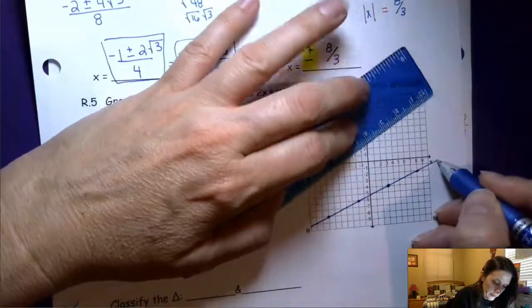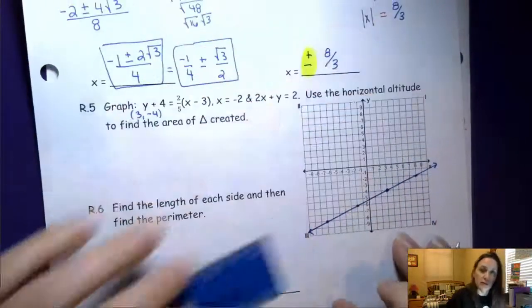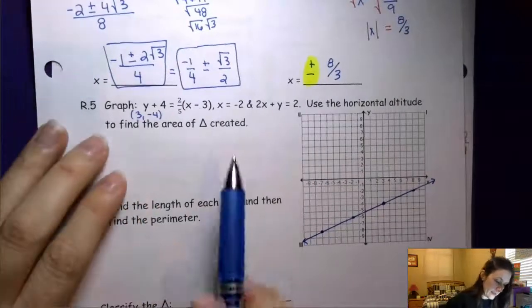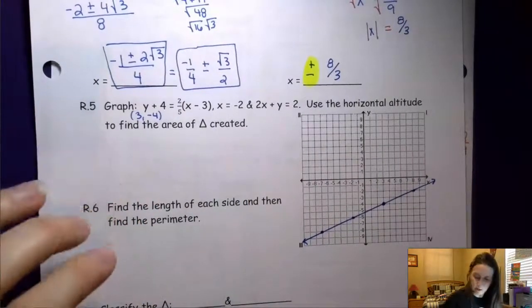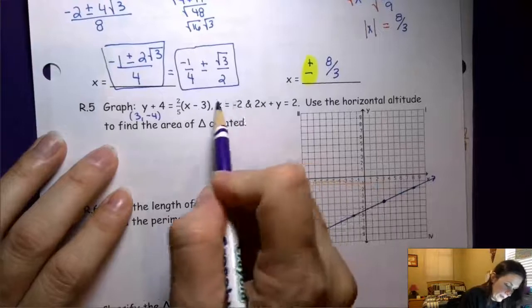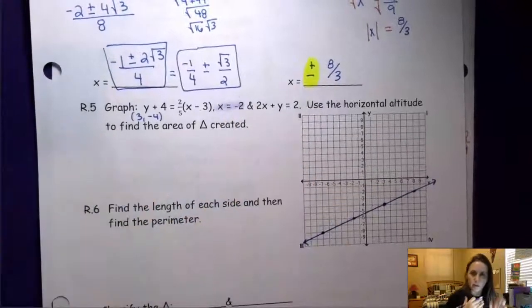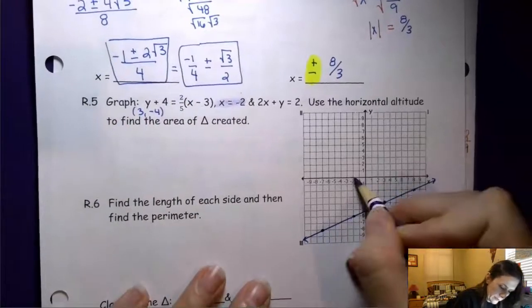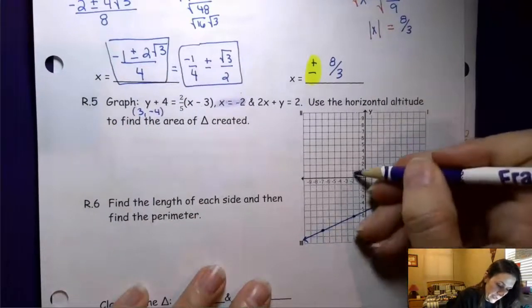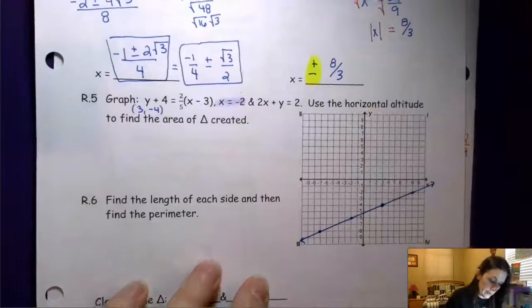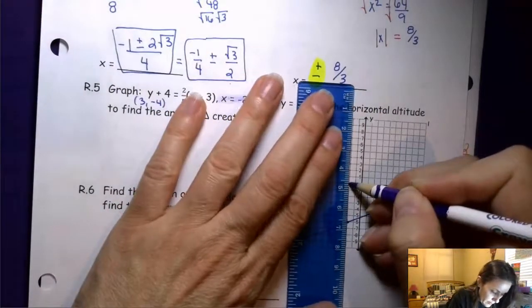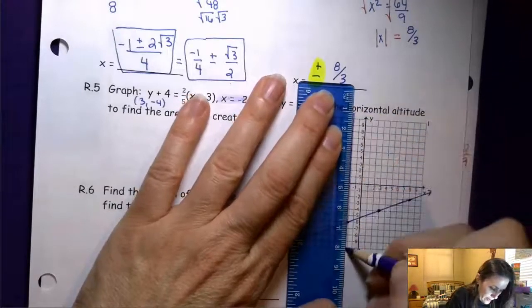Graph as many points as you can so you can create that line. Okay, so that's our first line. The second one is x equals -2. These are nice because you know they're going to be horizontal or vertical. This one is vertical. X equals -2 is here, which means everywhere on that line is where x can equal -2. That line here.